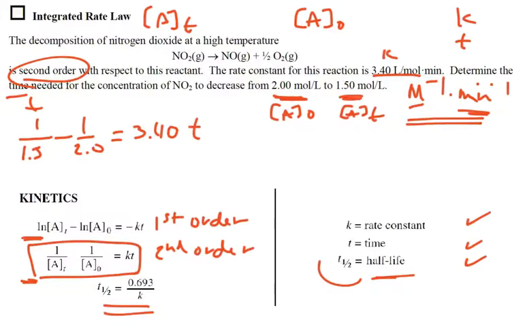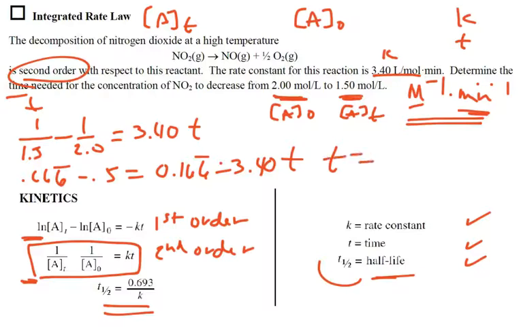Now I do a little bit of work here. 1 over 1.5 is 0.666666 repeating, minus 1 over 2, which is 0.5. I know that is going to come out to be 0.16666 repeating equals 3.4 times t. Therefore t is equal to 0.166 divided by 3.4, and that comes out to be 0.0490, and I know that's minutes.